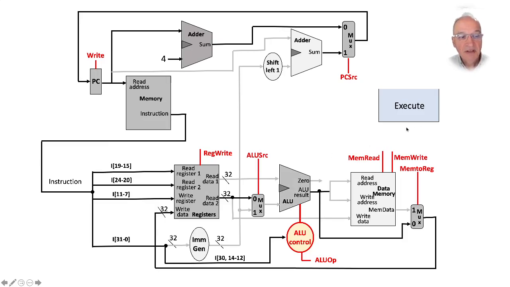And then I have execute. Execute is the operation that happens in the arithmetic and logic unit. And then I have write back. Write back is the process of taking the result of the arithmetic and logic unit and sending it back through this path to the registers.